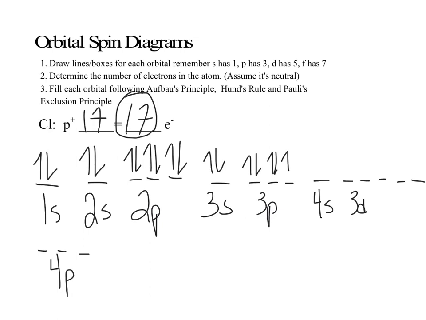They don't have to be filled. The only requirement is that before you move on, they have to be full. So we didn't need to go all the way to 4s, 3d, 4p. If you happen to overshoot, like we did here, and you just leave them all blank, that's fine. If you want to go in and erase them, you can do that too. But that would be considered a complete orbital spin diagram for chlorine.